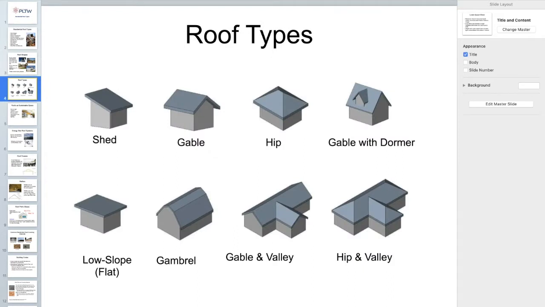So these are the main roof types that we're going to talk about, and these are what you're going to use to create your architectural model. We have a shed roof, a gable roof, a hip roof, a gable with dormer, a low slope, sometimes referred to as flat, a gambrel, a gable and valley, which typically happens when two gables come together, and a hip and valley, maybe when a gable enters a hip or a hip and hip together.